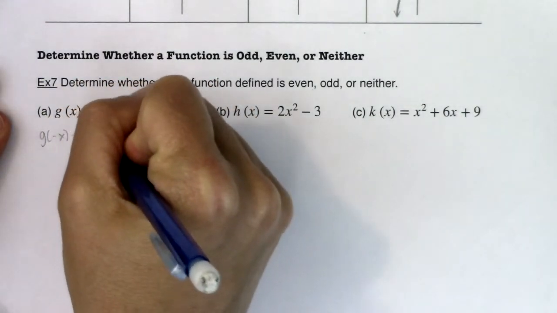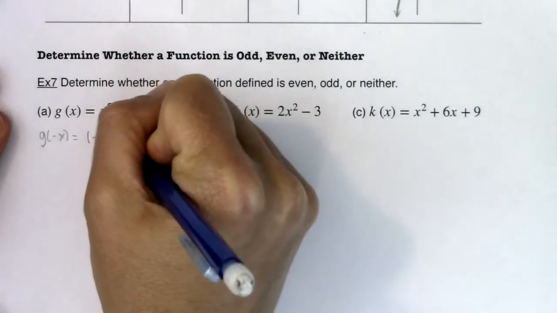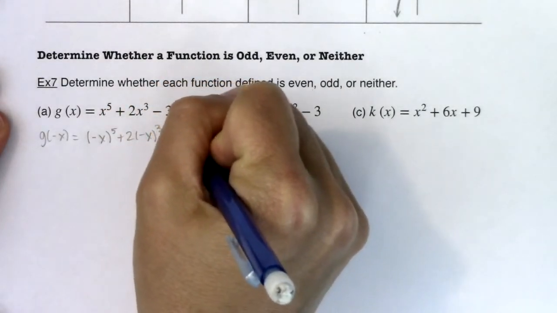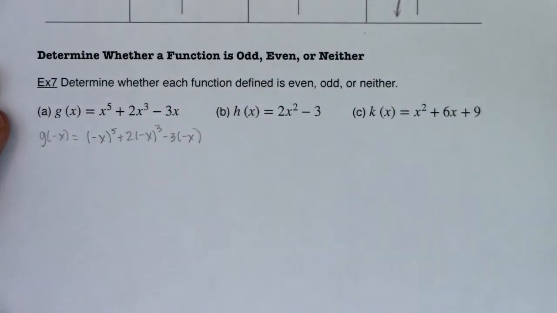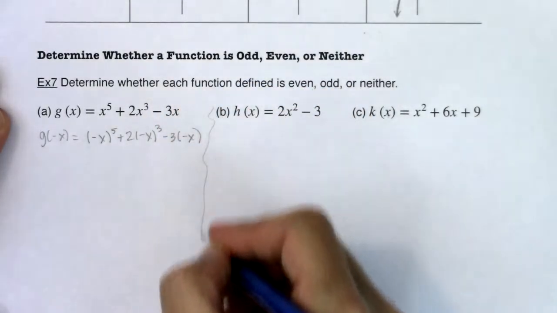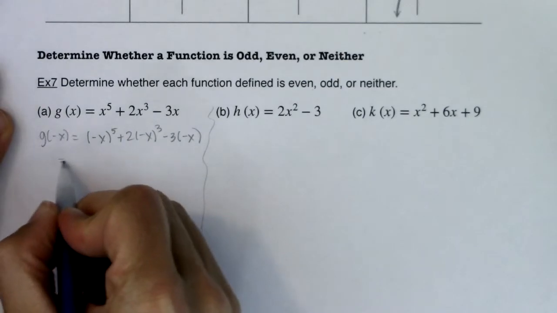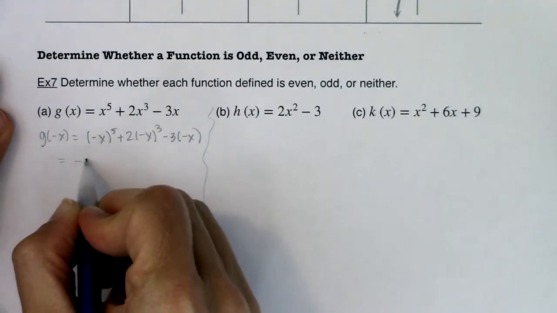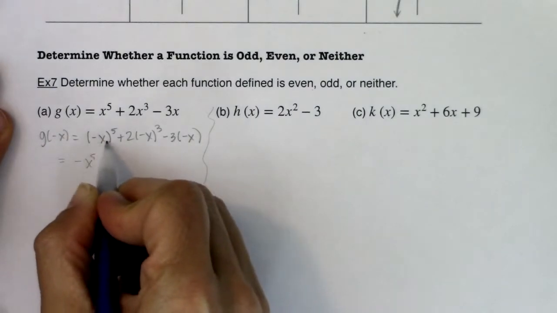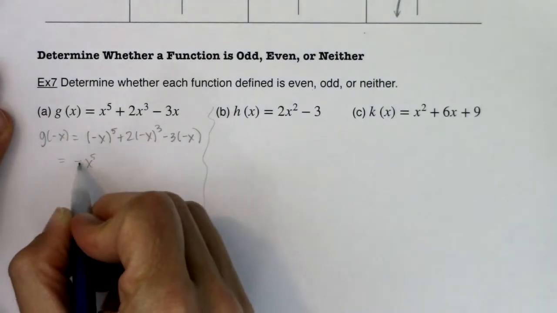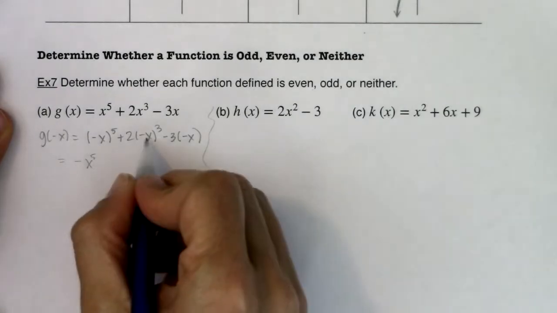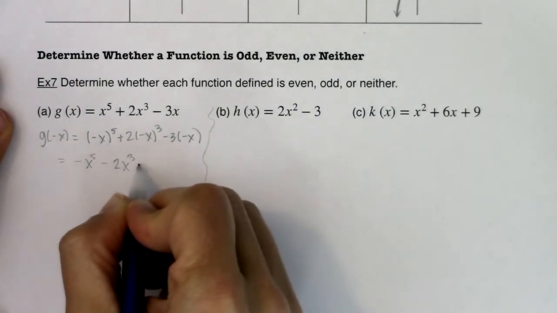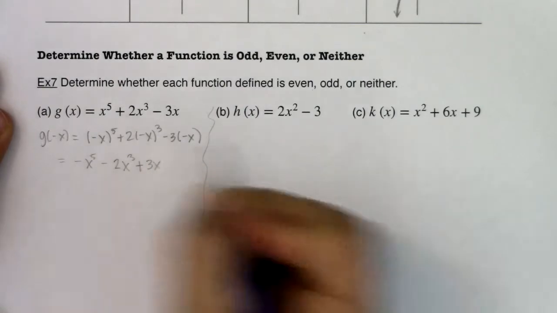So this will be negative x to the fifth plus 2 times negative x cubed minus 3 times negative x. All right, and let's simplify that a little bit. I'm going to put a separator here. When I do negative x to the fifth, the negative survives, so it's negative x to the fifth. Because this is an odd power, this will become minus 2x cubed, and this will become plus 3x.